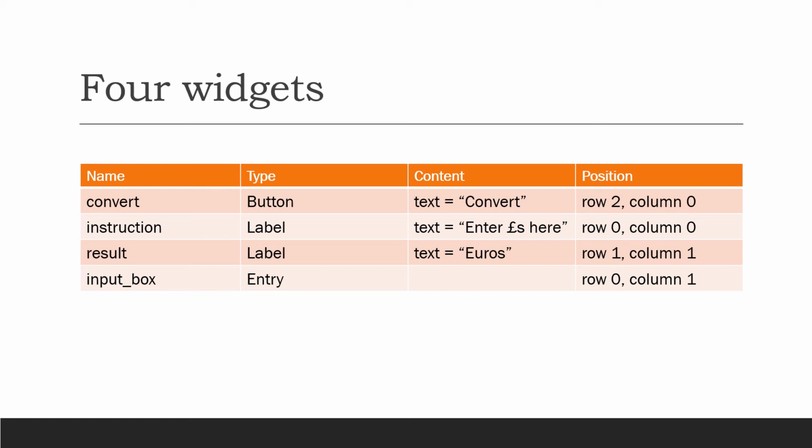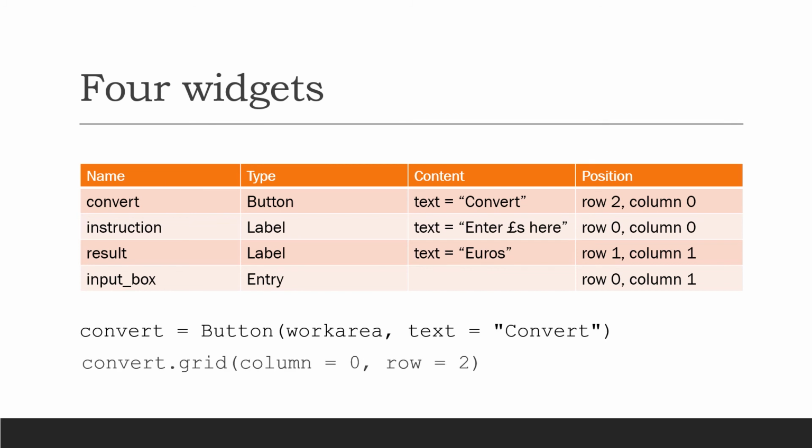Okay, so here's your task. Those are the lines to create the first of those 4 widgets, the convert button. Create the Python lines to add the next 3 widgets. So stop the video, go and do that now. Obviously the answer's on the next screen.